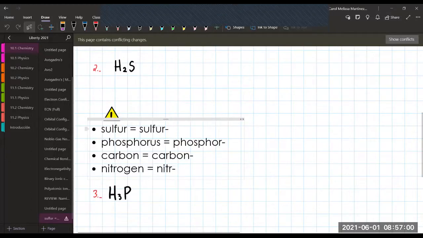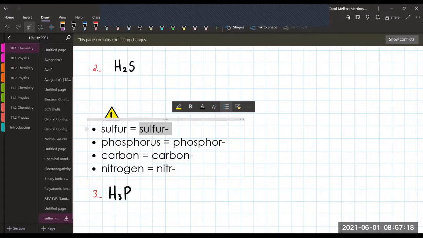Now, there are some elements that have a special root. Remember that I gave you a list of elements that have a special root. Now, for acids, the root changes. Okay, for sulfur, the root of sulfur will be the entire name, so it's going to be sulfur. For phosphorus, it's going to be phosphor. For carbon, it will be the entire name, which is carbon, and for nitrogen, the same as I explained before.